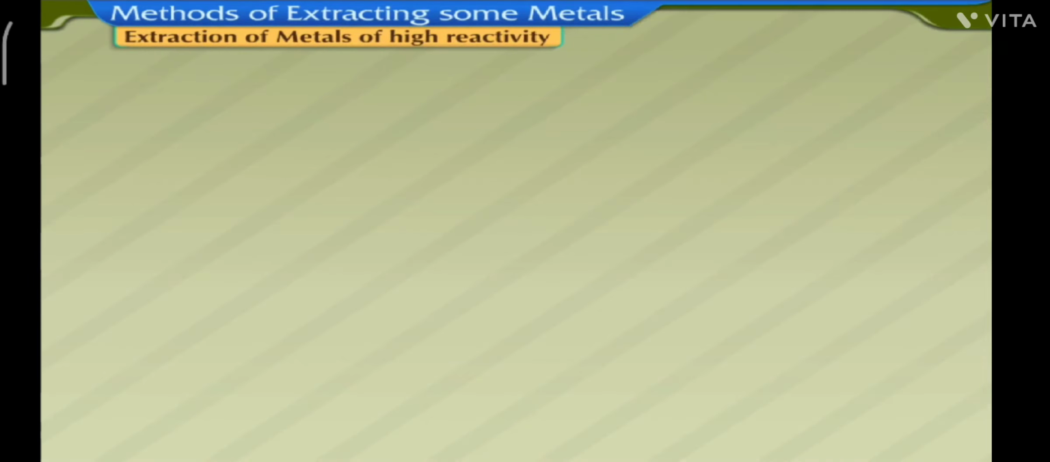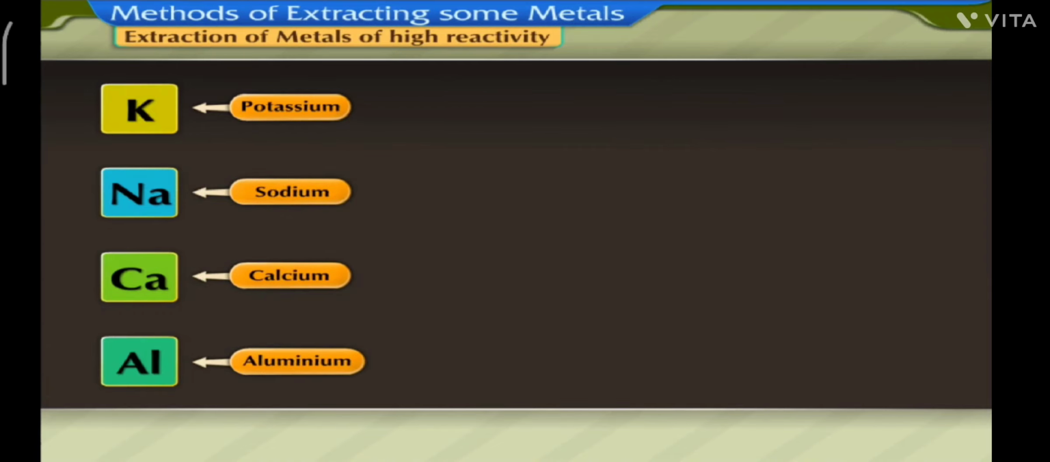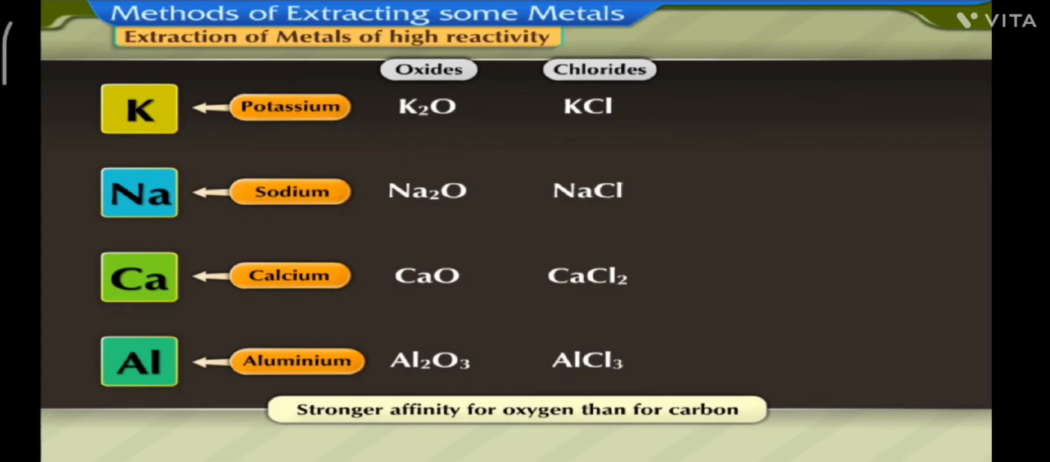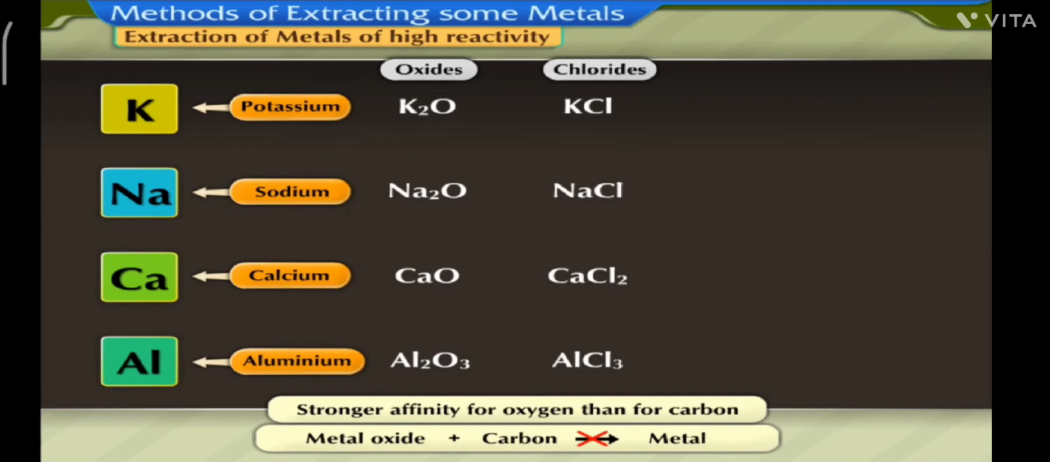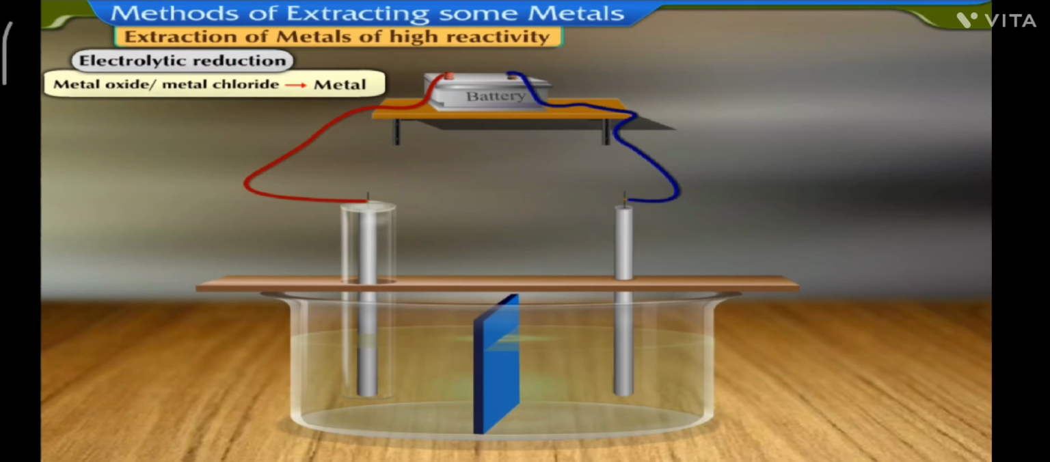Extraction of metals of high reactivity. Metals placed on the top of the reactivity series are highly reactive, for example, potassium, sodium, calcium, and aluminium. These metals occur in the form of their oxides or chlorides. These metals have a stronger affinity for oxygen than for carbon. Therefore, they cannot be extracted by reducing their oxides with carbon. Hence, the process of electrolytic reduction is used to obtain the metal from the metal oxide or the metal chloride.